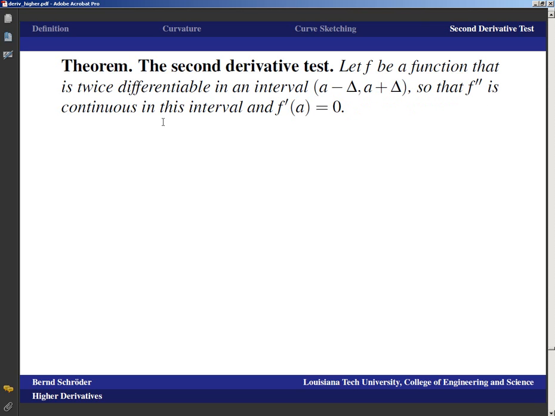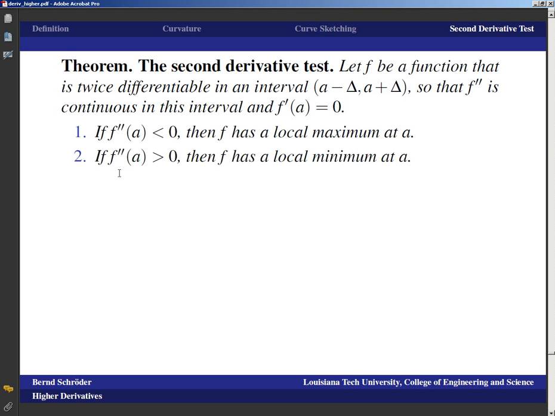We want that the second derivative is continuous in this interval, and the first derivative is supposed to be 0 at the point a, which is indicative that there may be a maximum or a minimum, or we have also seen it could be one of those saddle point things. If the second derivative is smaller than 0, then f has a local maximum. And if the second derivative is positive, then the function has a local minimum. That's the theorem.